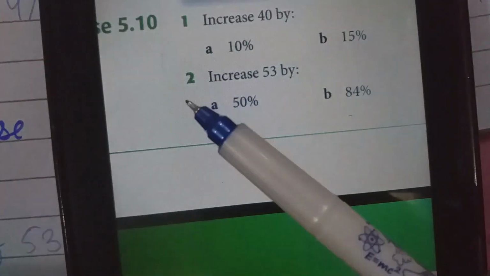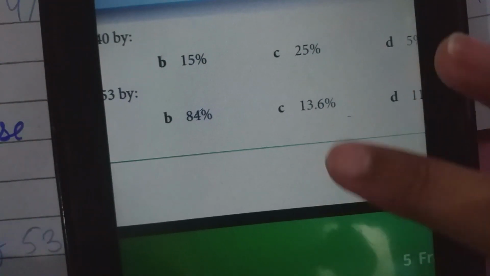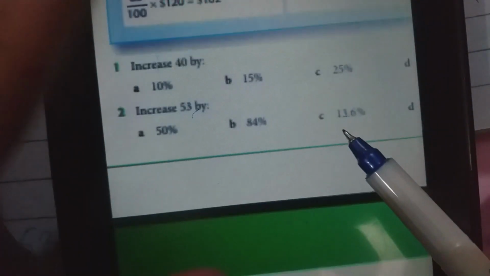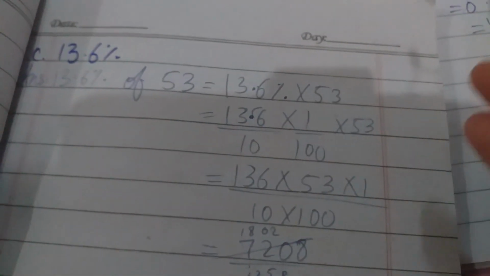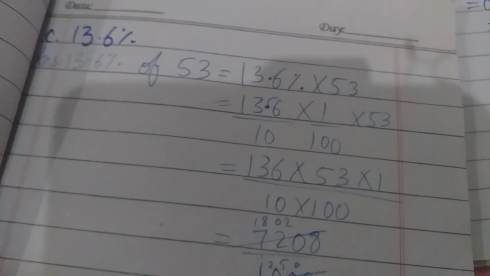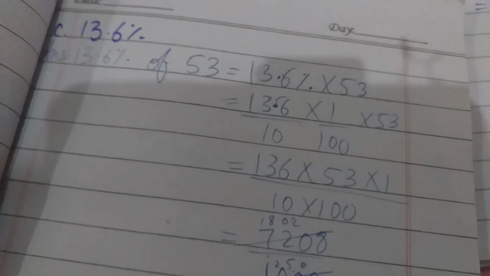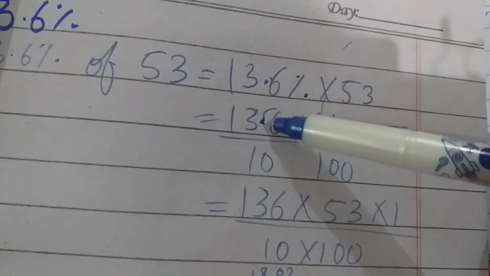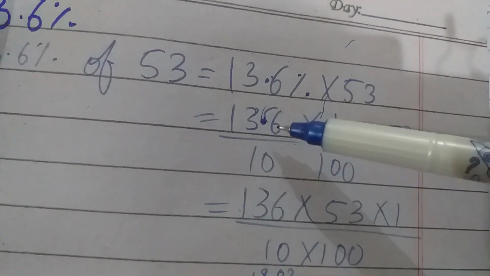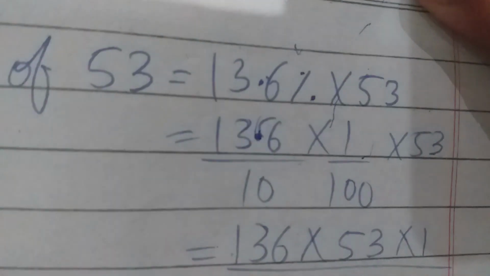In question 2, they have given us increase 53 by, here as well we need to increase it, but in part C they have given us 13.6%. So you will be removing the point and then removing the percent sign. We will need to find out what is the 13.6% of 53 so that we can increase 53 by that percentage. We can add that percentage to 53. So for that reason 13.6% into 53, and we will remove the point and add 1, and 1 decimal place means 10, so 1 over 10 into 1 over 100, or you can simply write divide by 100.